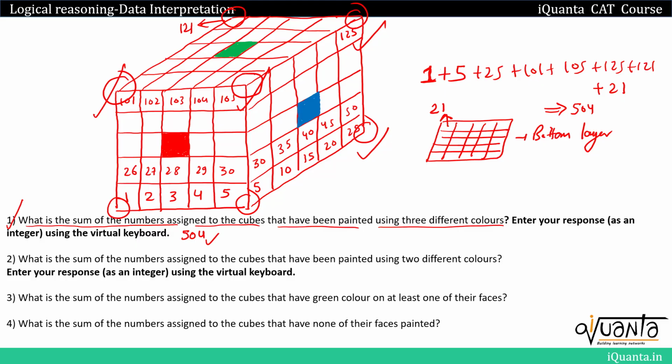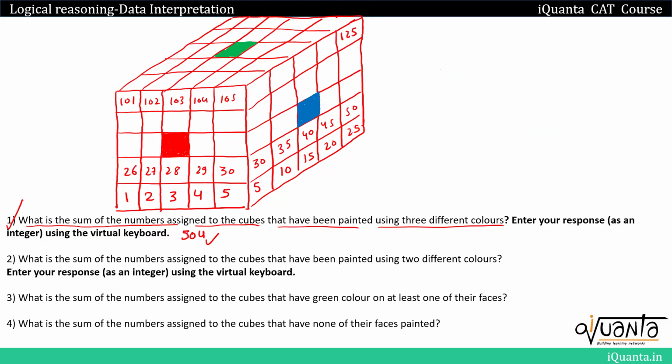Let's try to solve the second question now. So the second question is, what is the sum of the numbers assigned to the cubes that have been painted using 2 different colors? So we already know that all the cubes that have 2 different colors always lie on the edges. How many edges do we have? We have 12 edges, and if I count the number of cubes on each edge, then we have 1, 2, 3. That means 3 cubes on each edge. So in total we'll be having 36 such cubes.